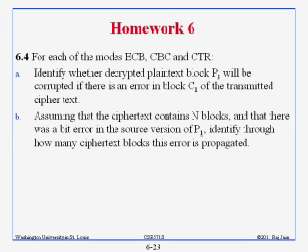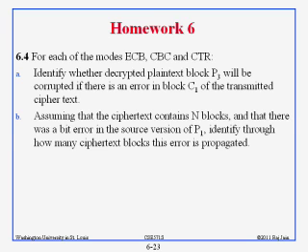Okay, so the problem is, for each of these modes, ECB, CBC, CTR, identify whether the decrypted plain text block P3, so we just talk about the third block, will be corrupted if there is an error in block C1. So the first block gets corrupted in transmission, but will plain text 3 be corrupted? And obviously you have to explain why, if it is corrupted. If it is not corrupted, explain why.